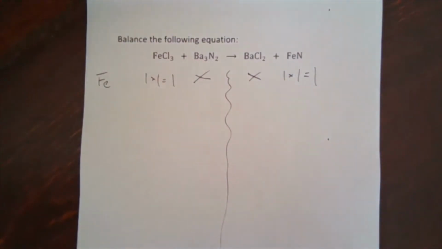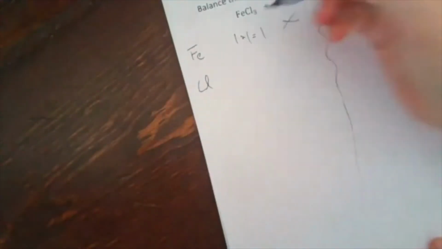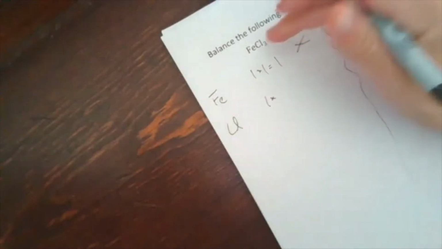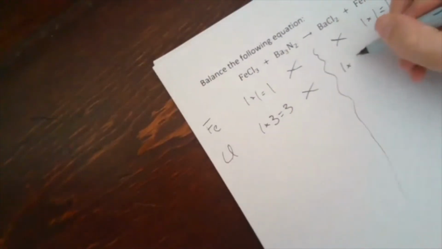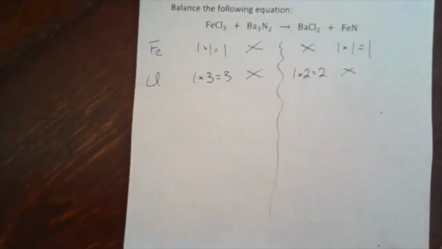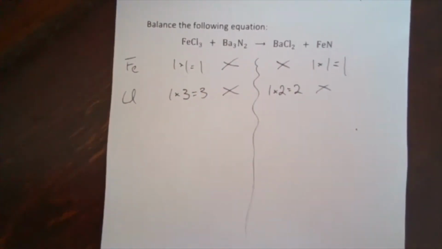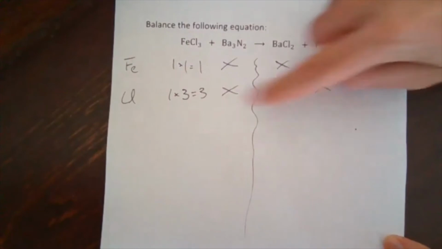Okay, so keep working our way along. Let's do chlorine. In this case, I have a 1 out front of here times the 3, that's the subscript. Nothing in the barium nitride. Barium chloride now, 1 times 2 is equal to 2, right? That 2 subscript, and nothing in the iron nitride. All right, so chlorine is not balanced. Normally when we go to balance it, we would ask which side has fewer chlorines, and it would be the 2, right? And so then we'd say 3 is greater than 2, so 2 times what equals 3?